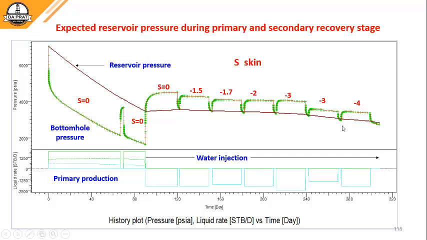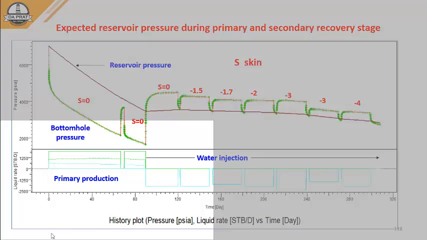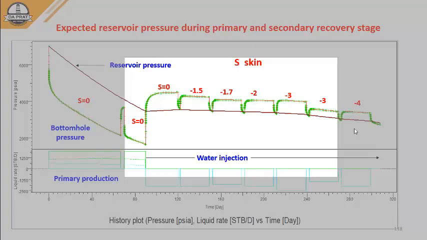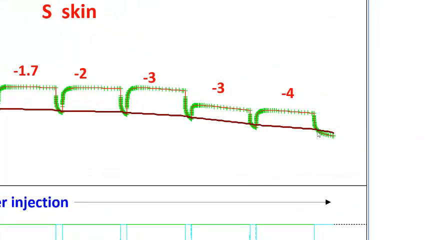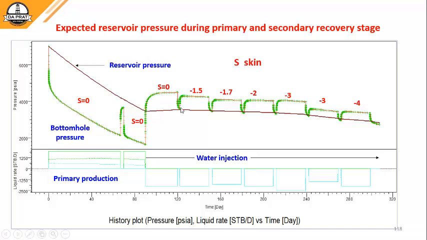Same here in any of these build-ups. You can see that here, even though you shut in the well, reservoir pressure, because of interference, is declining, because this is just one well, our monitor well. Let's see here. So let's say we want to analyze this build-up.